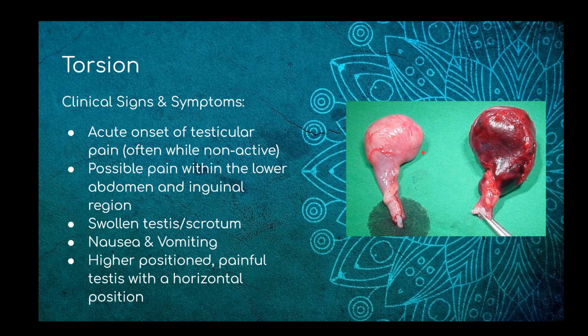And clinically what we'll see is that torsed testicle will actually sit a little bit higher because that spermatic cord is twisted upon itself and it doesn't have the same length as it did before. So the torsed testicle tends to sit a little bit closer into the body.